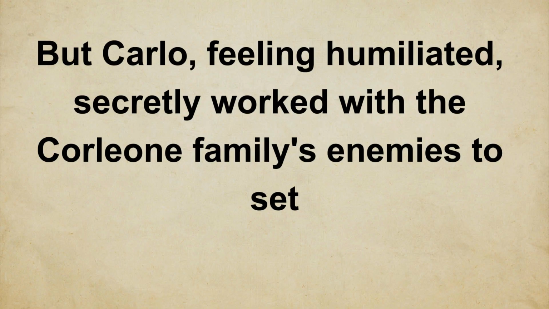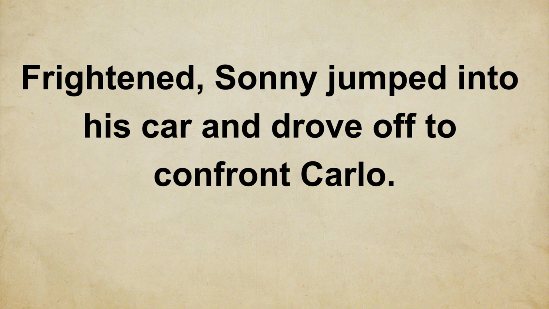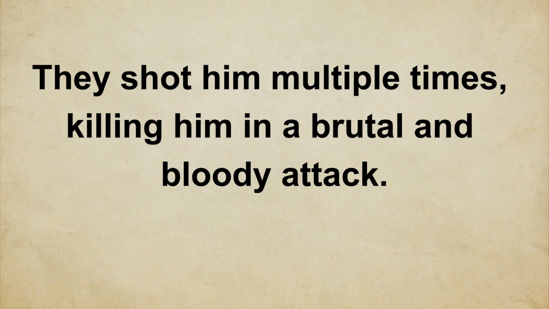But Carlo, feeling humiliated, secretly worked with the Corleone family's enemies to set a trap for Sonny. One day, Sonny received a call that Connie was being beaten again by Carlo. Frightened, Sonny jumped into his car and drove off to confront Carlo. But on the way, Sonny was ambushed by enemy gunmen at a toll booth. They shot him multiple times, killing him in a brutal and bloody attack.